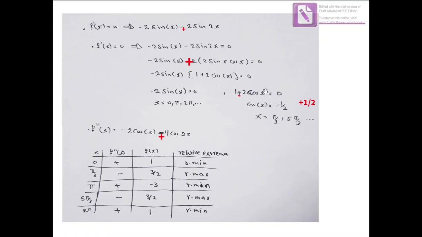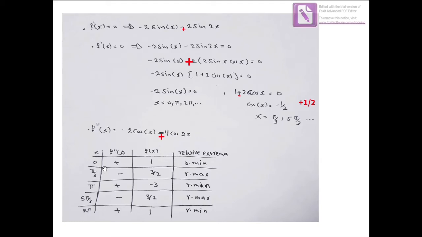We have here the critical values. We need to check the second derivative at the critical values to know if the function has relative minimum or relative maximum. So here we have the values 0, pi over 3, pi, 5 pi over 3, 2 pi. Then I have here f double prime x. So I need to check the second derivative at the critical values. If it is positive, the function has relative minimum. If it is negative, the function has relative maximum.